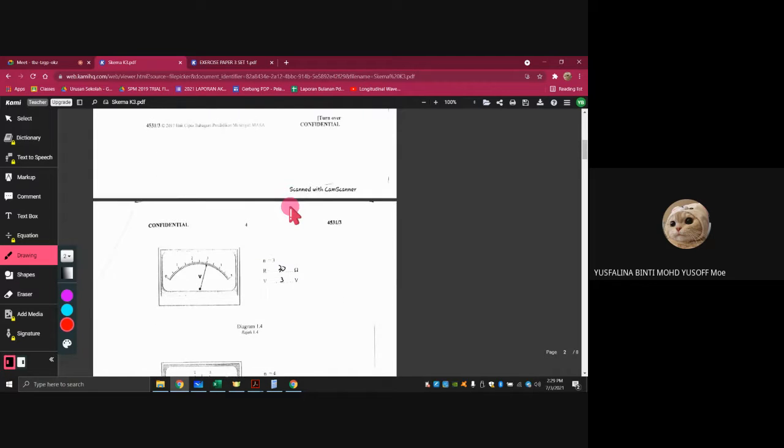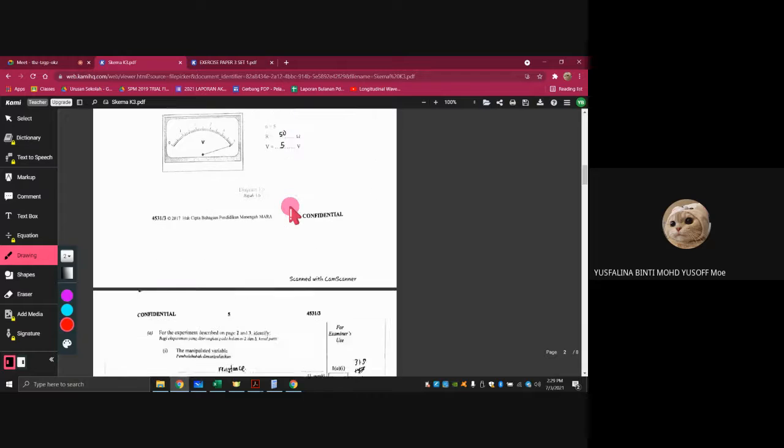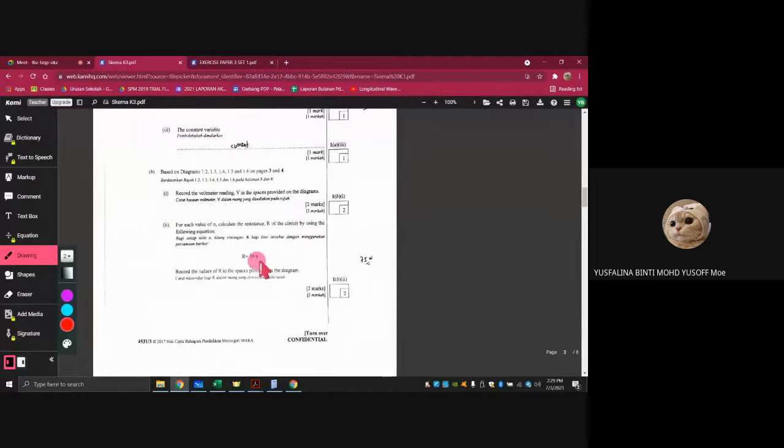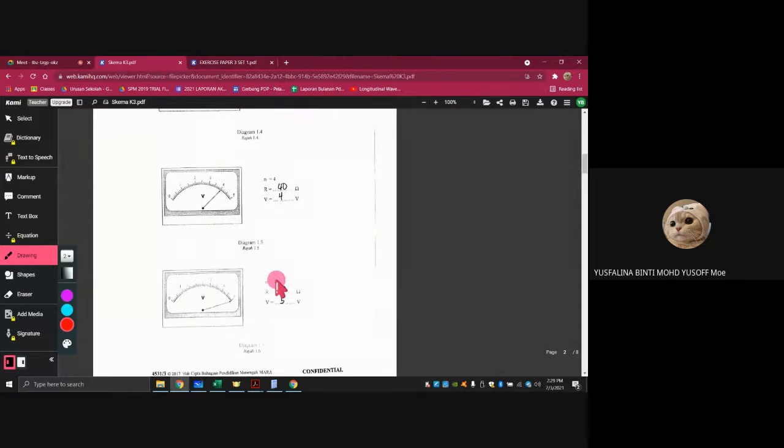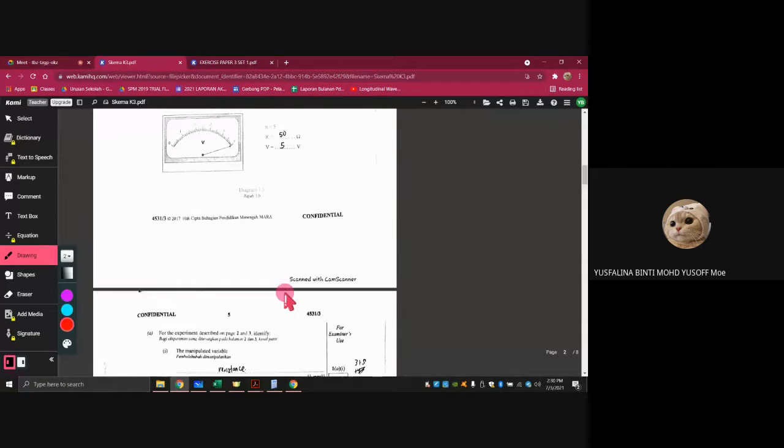So most of you got this one correct, because the formula is already given here, right? How to find R is 10 multiplied by N. So 10 multiplied by 5, you get 50.